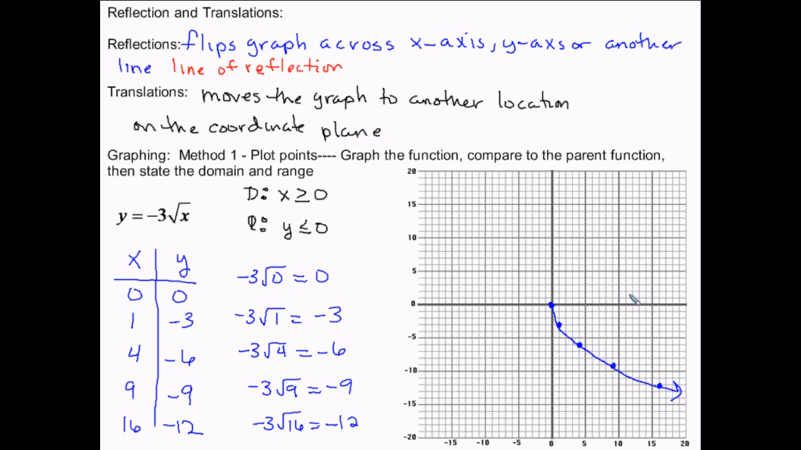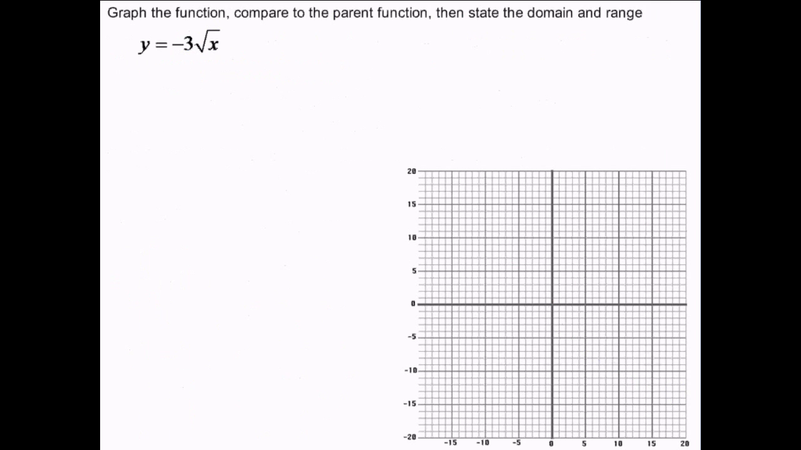So my translation is going to move the graph. If I look at my parent function, it is here. My translation can move it up here, it can move it over here, it can move it over here. Basically, all we do is just move around. Now, translations are when you add or subtract something to it. So we'll start with our basic parent graph again.